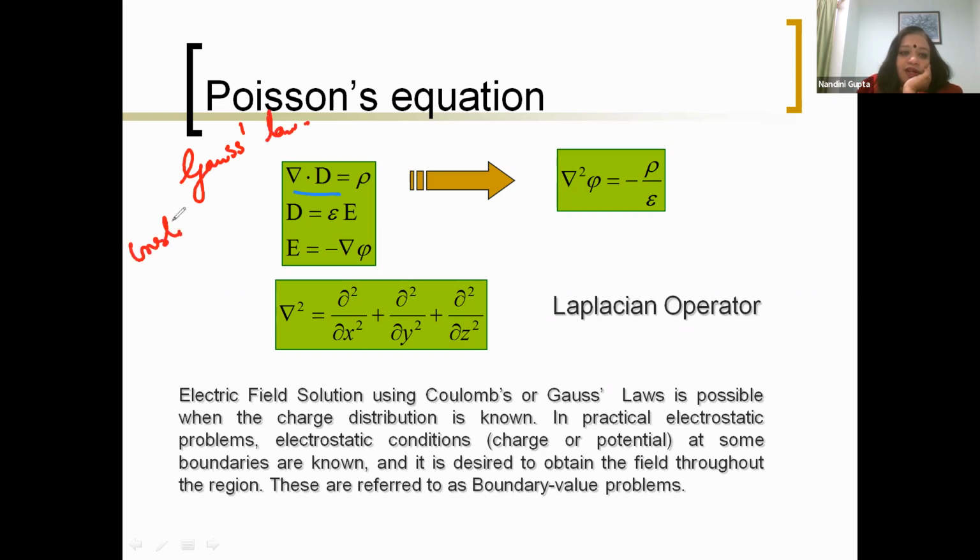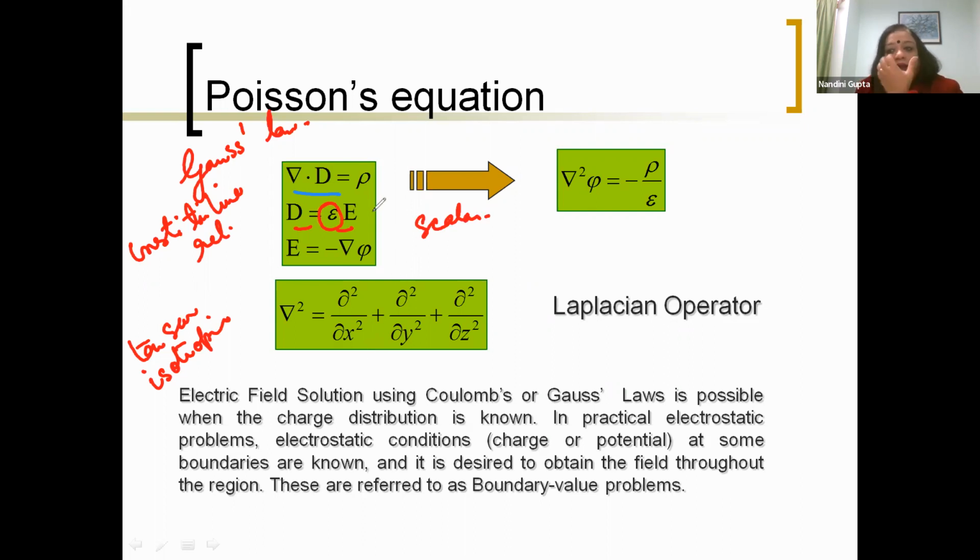Then we have what is called a constitutive relation, which is D is equal to epsilon E. D and E are vectors. Remember, epsilon is in reality a tensor. But in this course, we will confine ourselves to isotropic, homogeneous media, and therefore, for all practical purposes, epsilon will be a scalar quantity. But that is not the whole story. Epsilon is actually a complex quantity, but I'll come to that later. So D is equal to epsilon E.